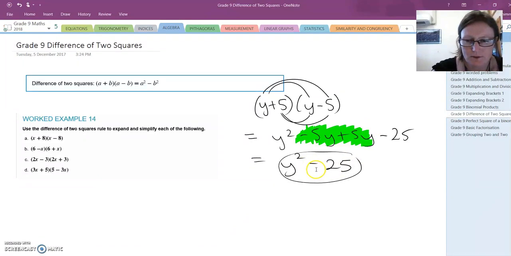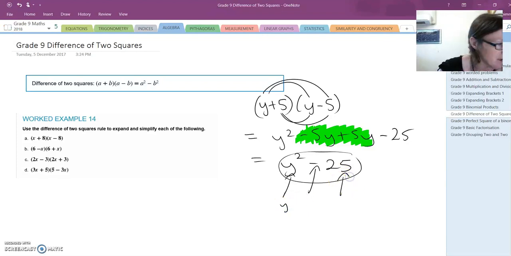There are two terms. There is a difference in the middle, this being the difference. This first term has a square root. It's called a perfect square. It has a square root, and the square root is y. This second term is also a perfect square. It has a square root 5.